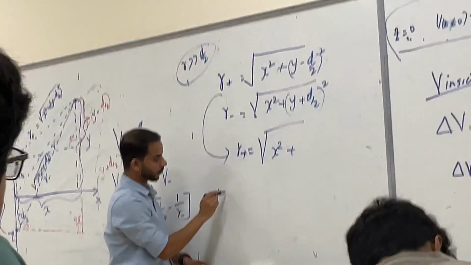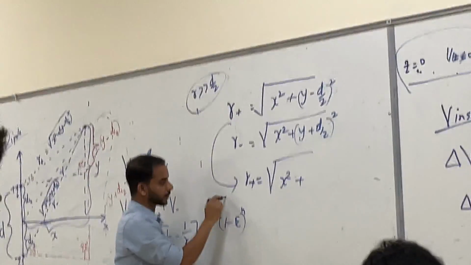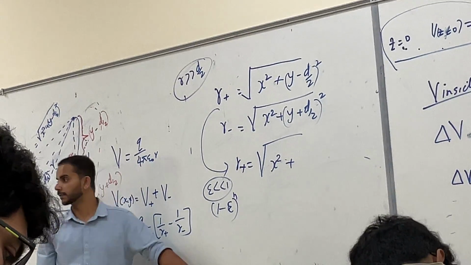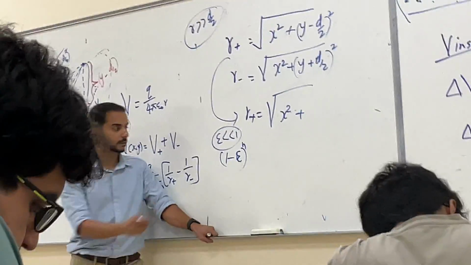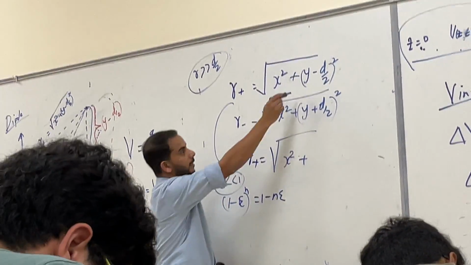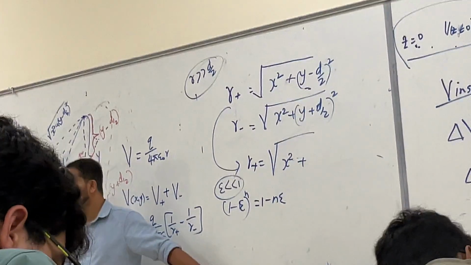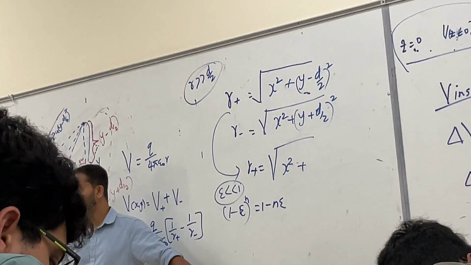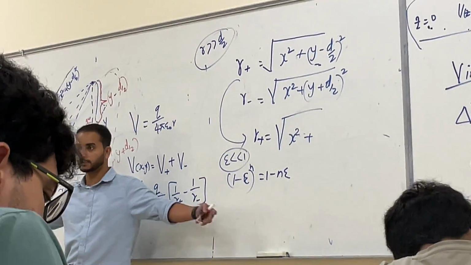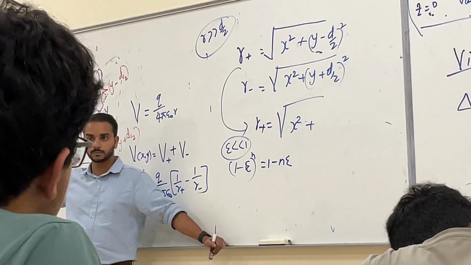What is 1 minus epsilon over n when I have epsilon much less than 1? Binomial expansion. We did it several times: 1 minus epsilon to the n is 1 minus n epsilon. So this can be written in terms of epsilon, and you can solve it. Or the other way is that you can just expand it: y squared minus 2 d over 2 into y, and plus y squared into this.